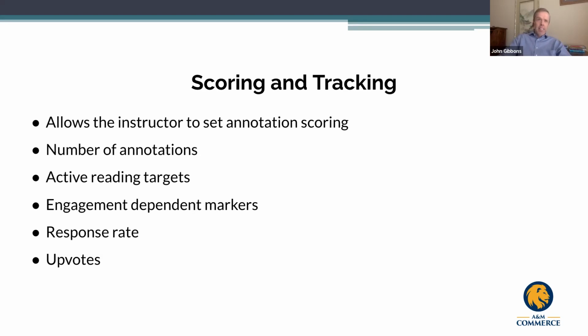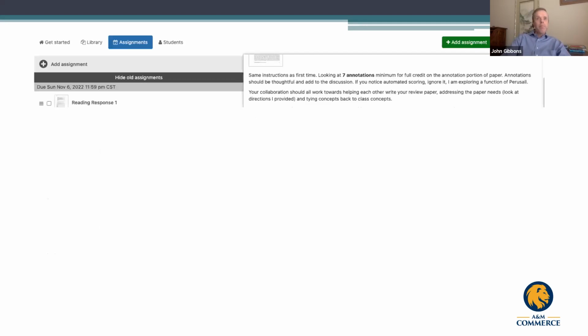I graded the annotations all separately, looked at them all. This wasn't a huge class. It was only 20 students. But I can't imagine if you had a class of, say, 100, a large lecture class, that you might want to use something like automated scoring.